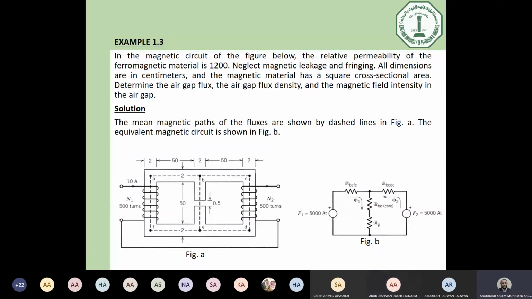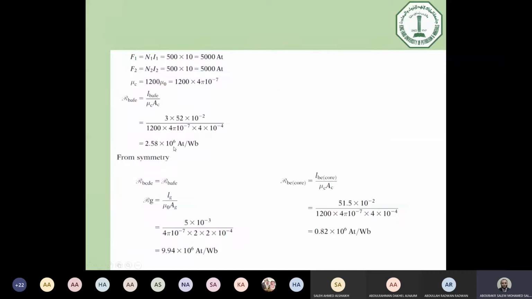Is it the same? The 52. Yes, 52 as well. That's fine. And you will find FE the same, 52. So we have 3 sides multiplied by 52. So simply the reluctance for BAFE can be calculated as L, which is calculated as 3 multiplied by 52.